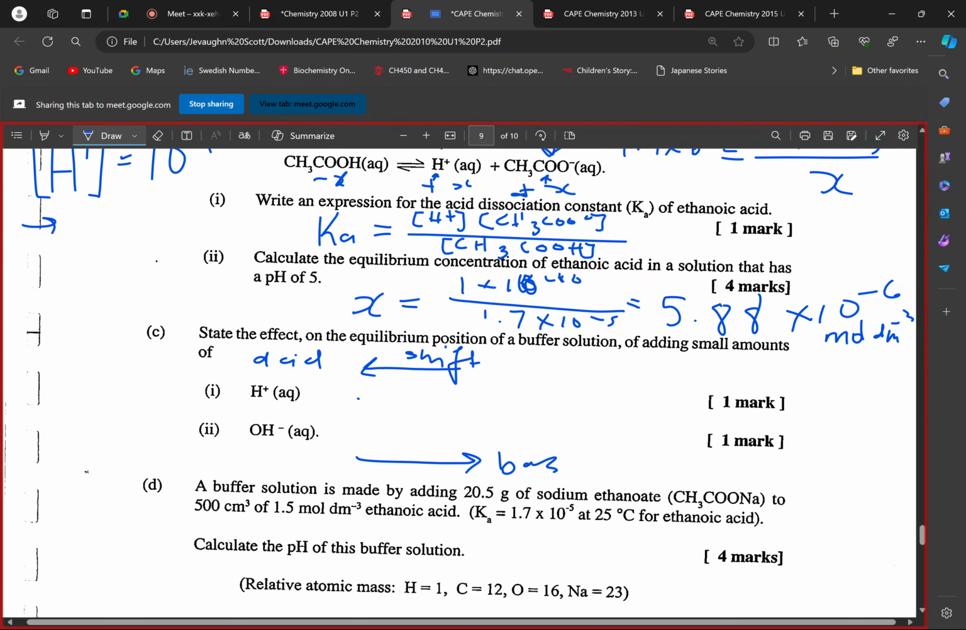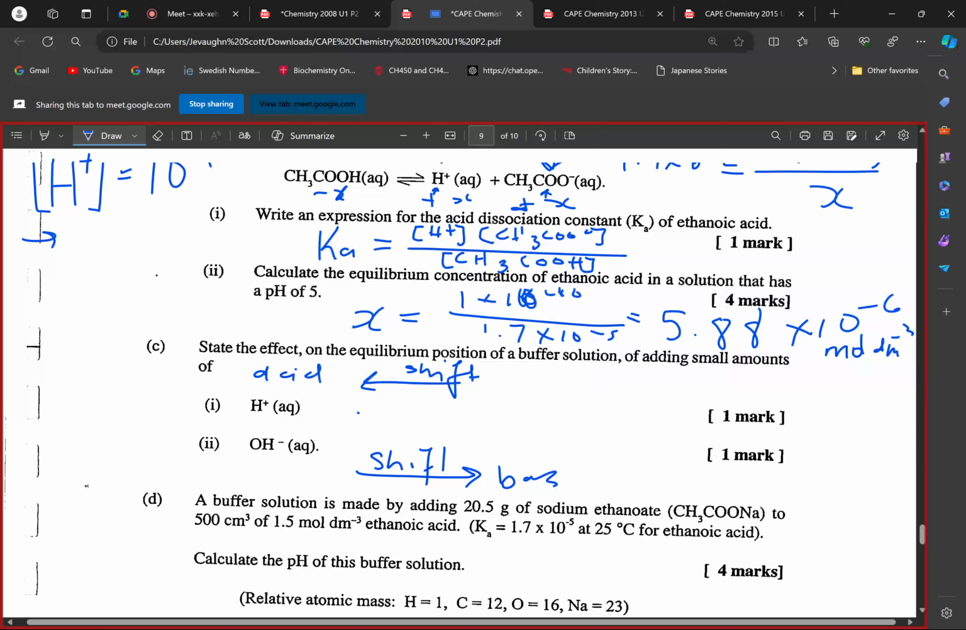So what's going to happen is the equilibrium shifts. When we add acid, we shift the equilibrium towards the acid, and when we add base, we shift the equilibrium towards reforming the base. Remember, there are reformations, reforming this and reforming that. If you look at it, if you write it, we tend to have acid and water giving us base.